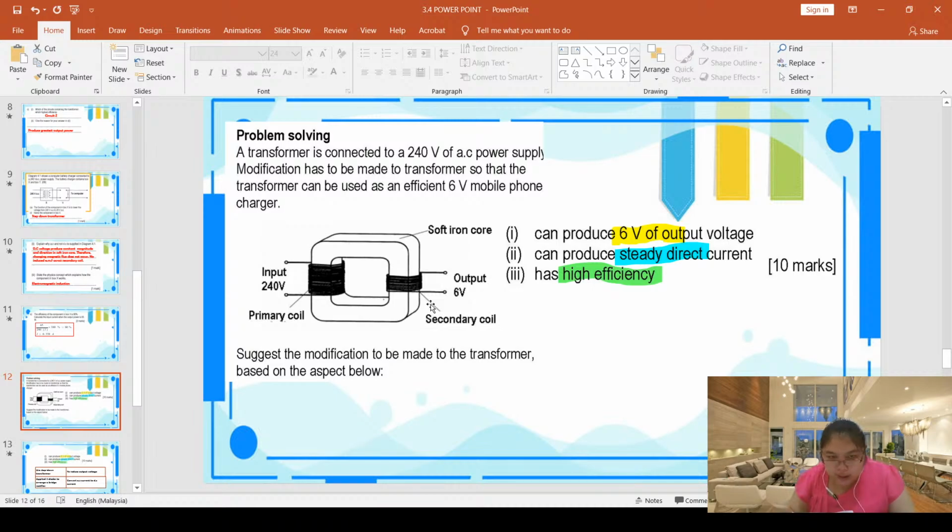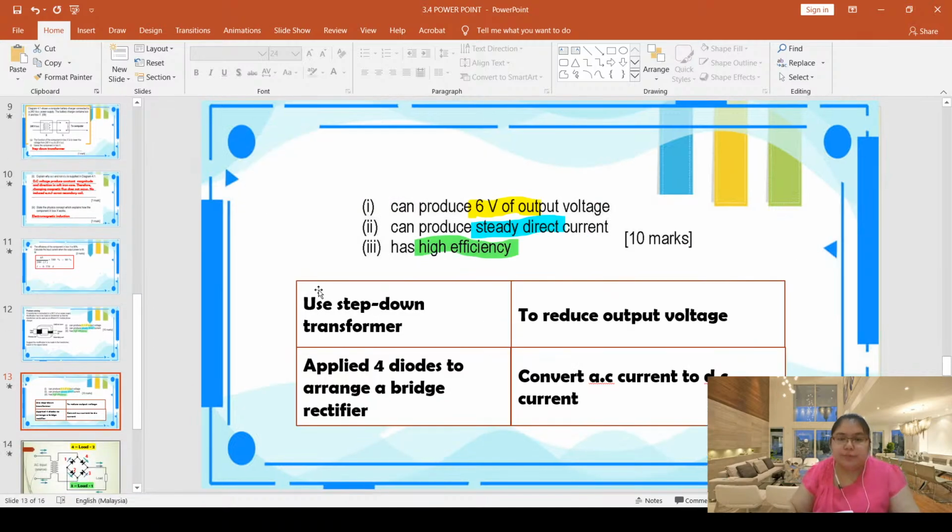Okay, so now we start. Go and see the answer. Okay, first one, use a step down transformer. Then after that you say this is to reduce the output voltage. Okay, number 2, this one I want to explain. Apply 4 diodes to arrange a bridge rectifier. Later I will show you what a rectifier is. The reason is I want to convert AC current to DC.